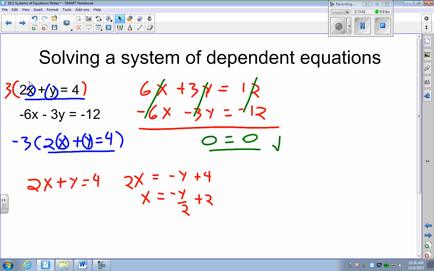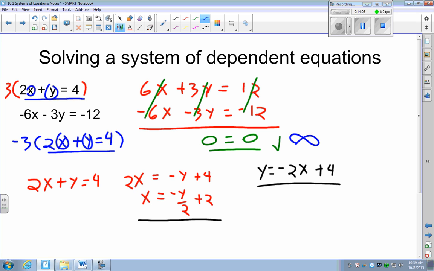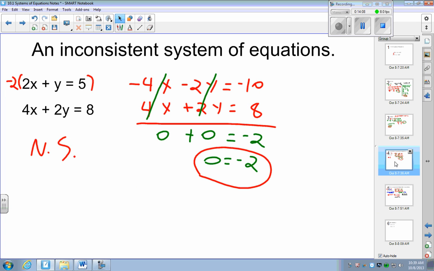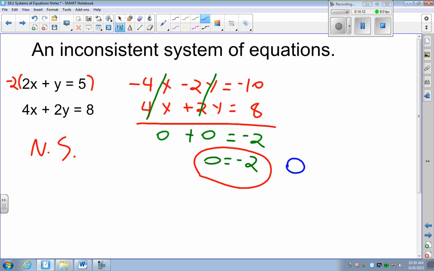Okay, now for y, we just try to get y by itself. So y is equal to -2x, I'm just subtracting that 2x over, plus 4. Okay, and those are our two solutions. And that's how we represent an infinite amount of solutions. So here when you get 0 is equal to 0, you have an infinite amount of solutions. And then here when you get something inconsistent, like 0 is equal to -2, you'll have 0 solutions.